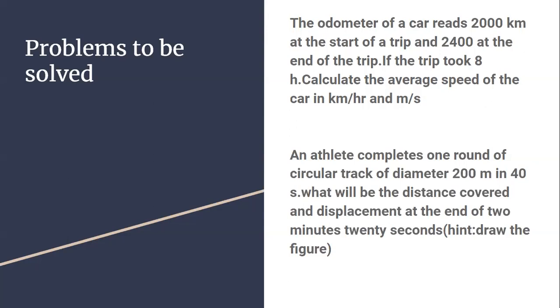And the second problem is an athlete completes one round of a circular track of diameter 200 meter in 40 seconds. What will be the distance covered and displacement at the end of 2 minutes 20 seconds? I have given the hint also to draw the figure and do the workout. So please check with the solution. Now I'm just going to give you the solution.